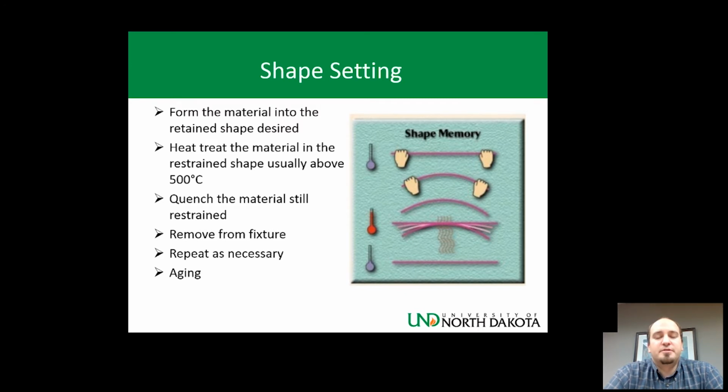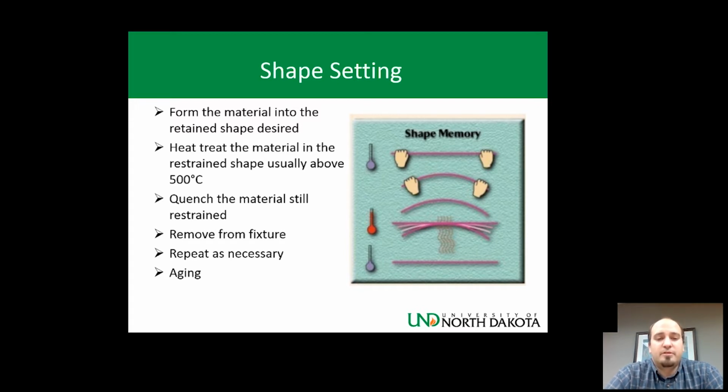Shape setting is the process used to form the recall state of SMAs. The process involves forming the SMA around a fixture and restraining it to its desired shape. Then the fixture and the SMA undergo a heat treatment to learn this new shape. For very complex designs and tight tolerances, this process may need to be repeated multiple times to help reduce internal stresses in the material. To set the SMA material, the material needs to be heated above 500 degrees Celsius.